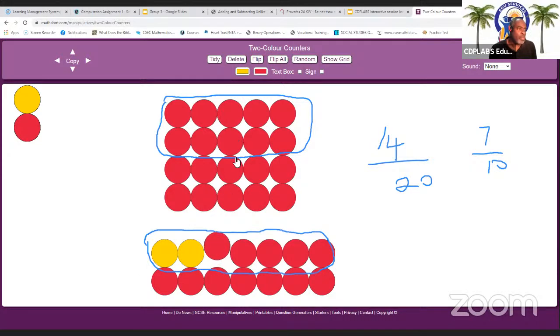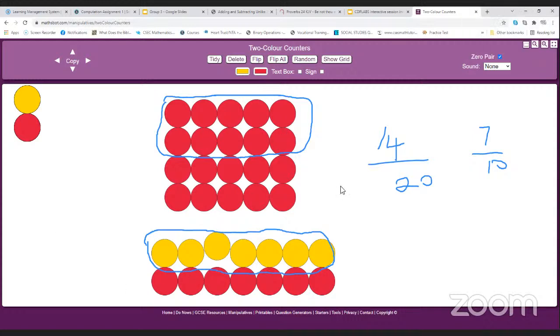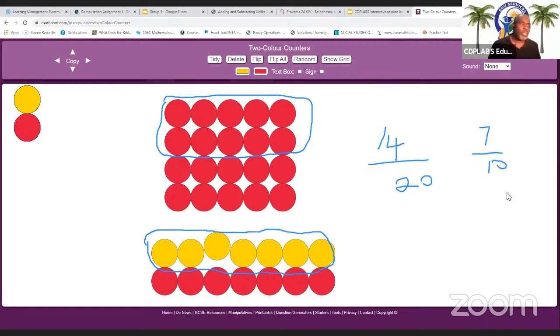So the yellow ones become the denominators, and the red ones remain the numerators. So you see, 7 out of 10, 7 tenths. That's it. So you can still use the circles, and I'll show you in the next class how you can show the reduction in fractions using the counters.